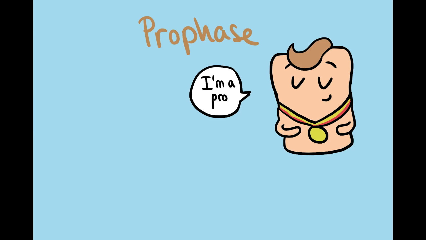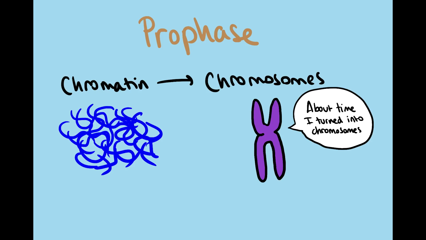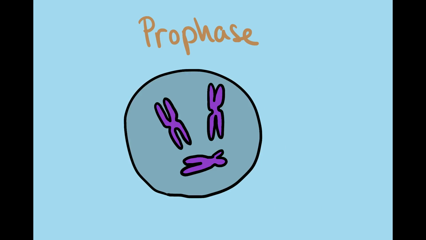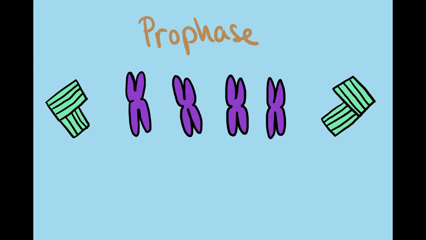During the first stage, prophase, chromatin fibers condense into chromosomes. In a human body cell, the result is 46 chromosomes, with two sister chromatids each. First, the nuclear membrane and the nucleus disintegrate. The centrosomes separate and move to opposite poles of the cell, and the mitotic spindle apparatus emerges.